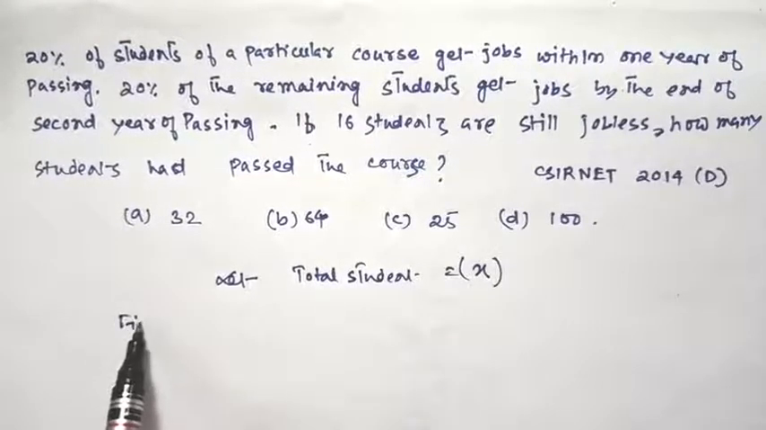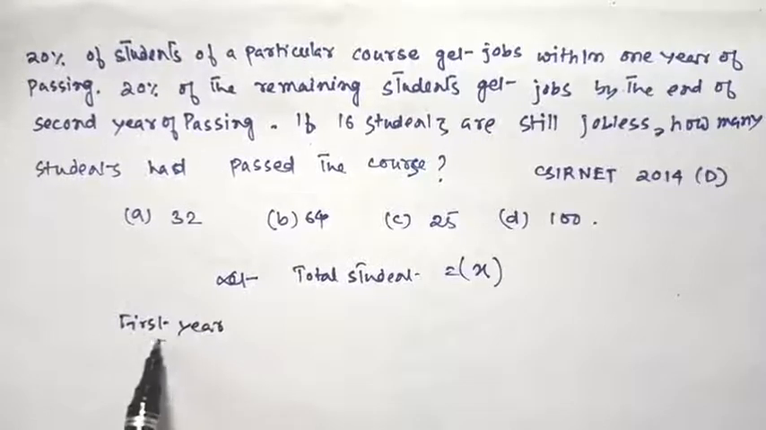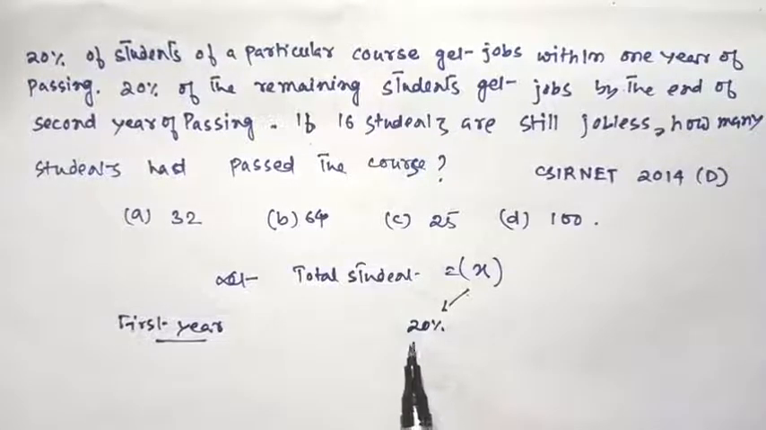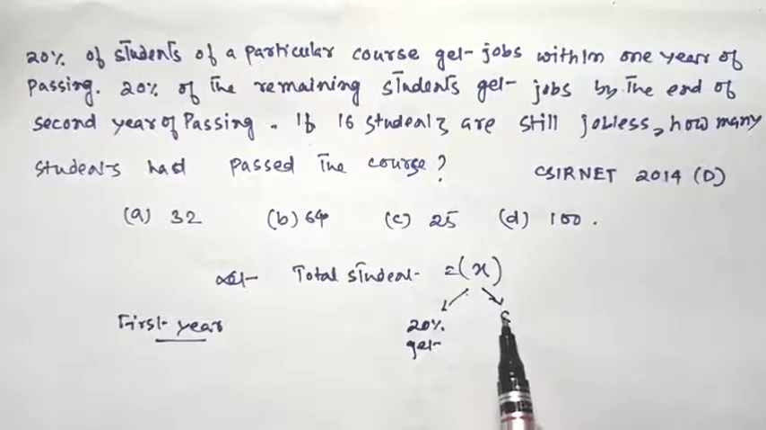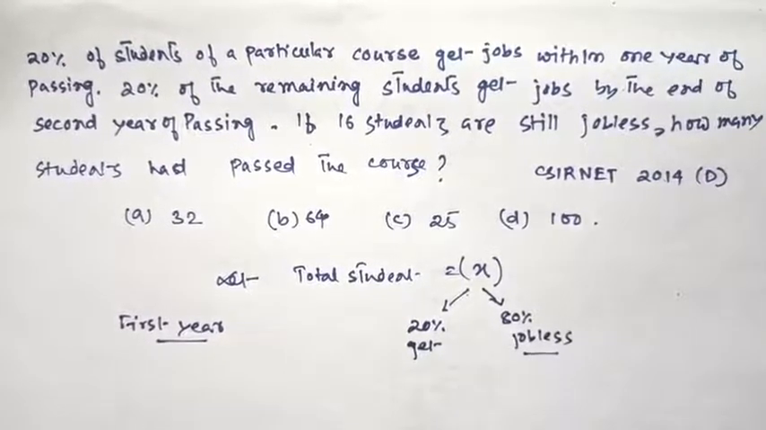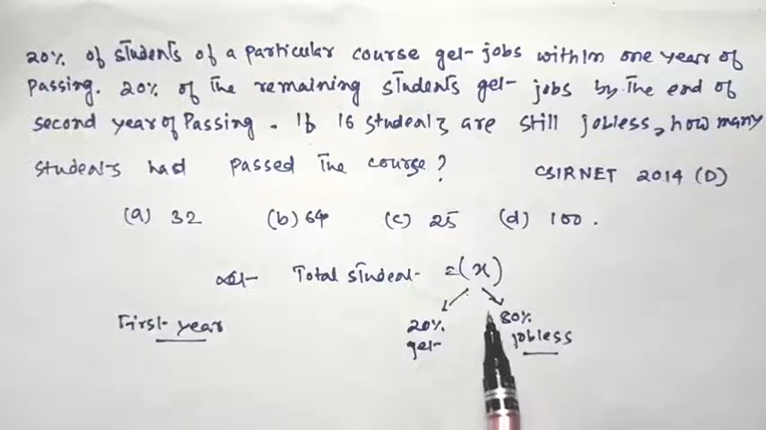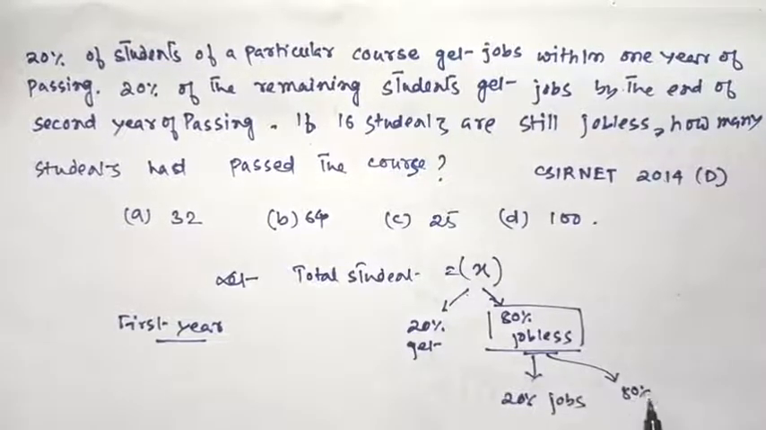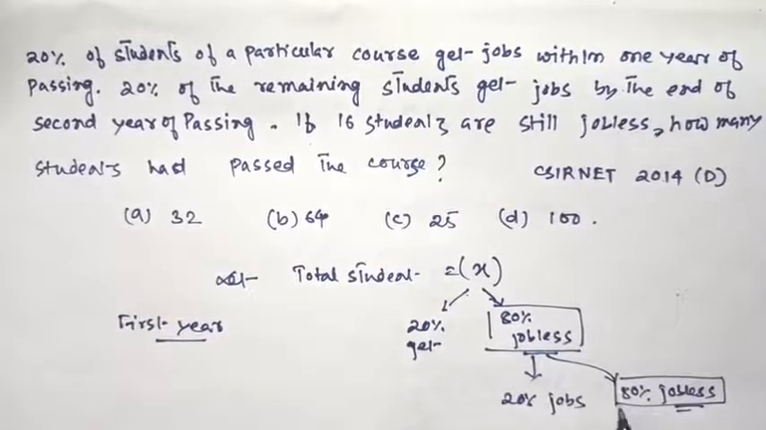After the first year, 20% of the students get jobs, and 80% remain jobless. Again, after the second year, out of this 80% jobless, 20% get jobs and 80% remain jobless. And this jobless number is 16 students.